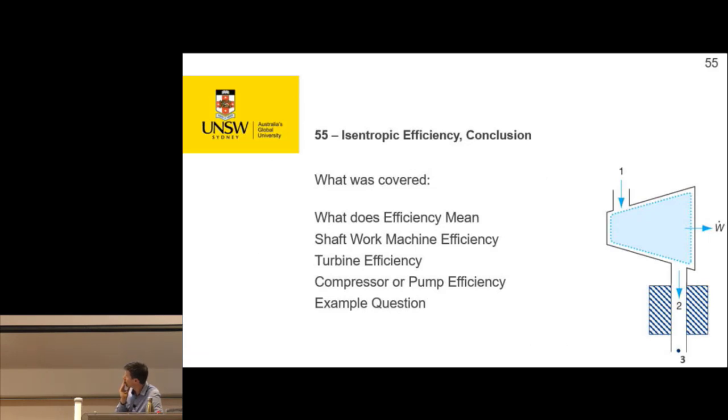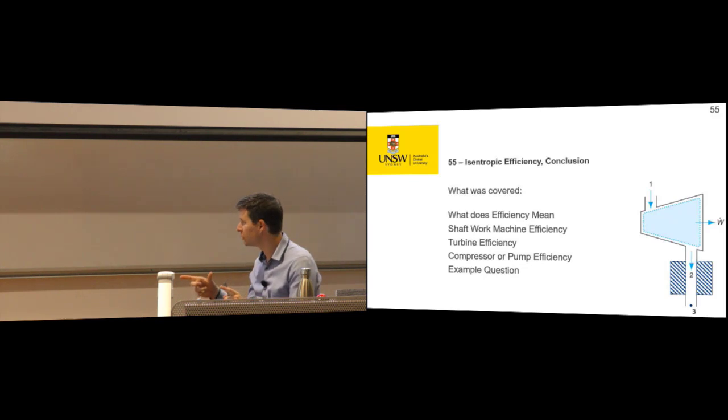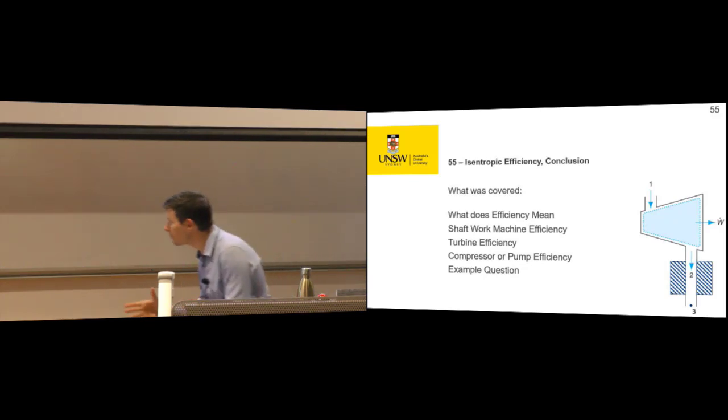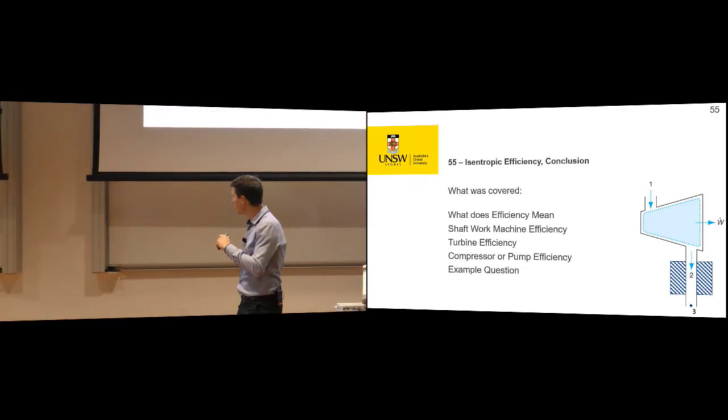So what I was trying to show was something about entropy generation, but I feel like I've lost a little bit about the conversation about isentropic efficiency. But isentropic efficiency is something that you want to be able to calculate. You can have it for turbines and compressors and pumps. And we did that calculation. So that's what we did.